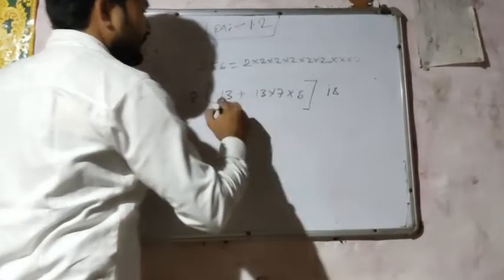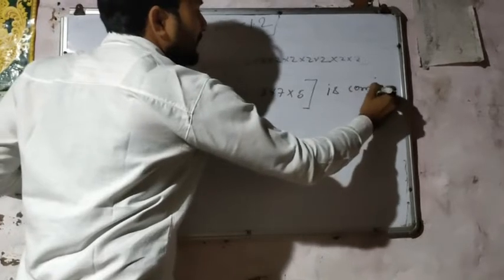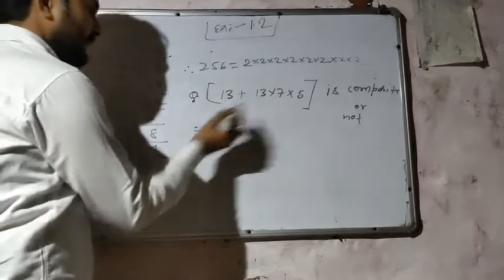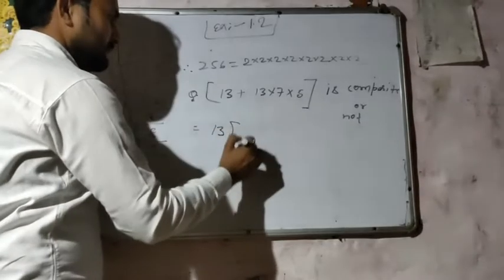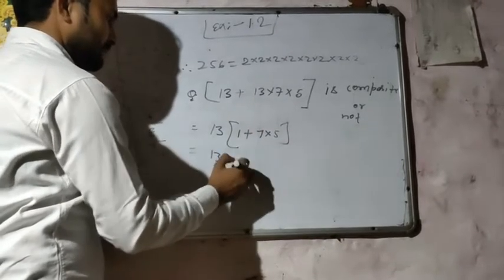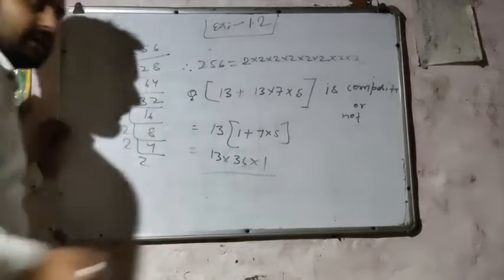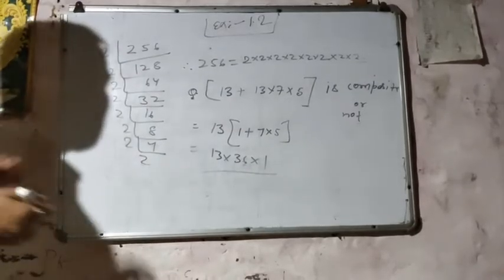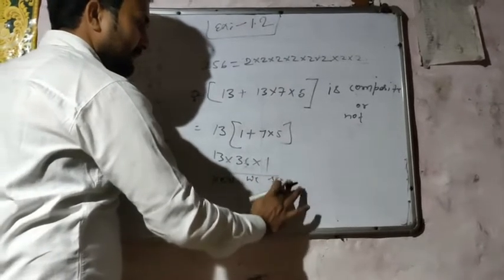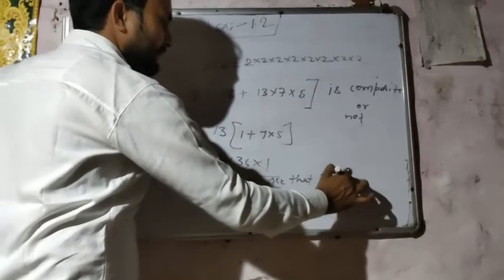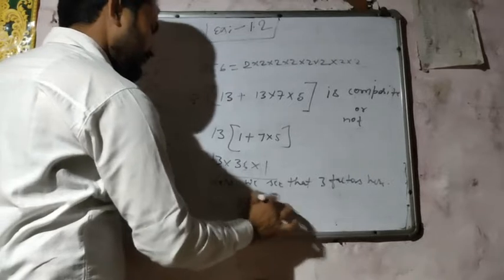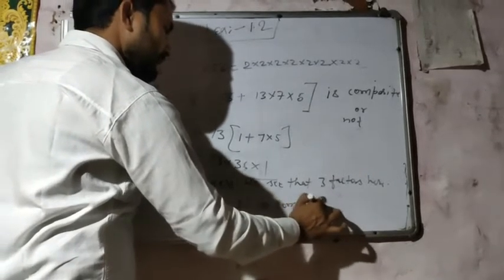Is it composite or not? Now take 13 as common. One can be here. We see that here we have three factors. So it is a composite number.